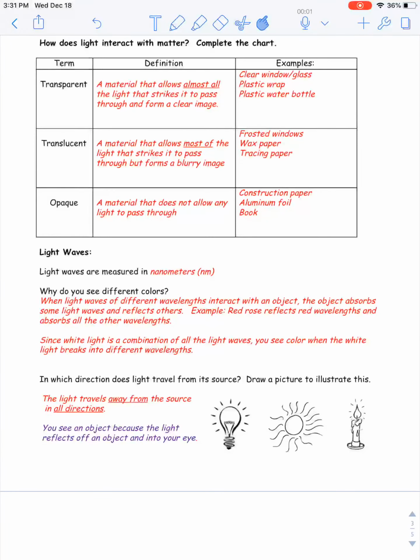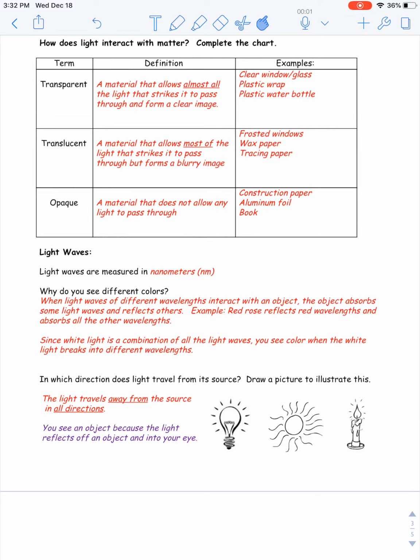And we're back. We have this light interaction with matter. We have our transparent, our translucent, and our opaque objects. Transparent allows almost all the light to strike through, and there's that clear image. So we have our clear window or glass, biscuits tank, air, plastic wrap, the plastic water bottle.